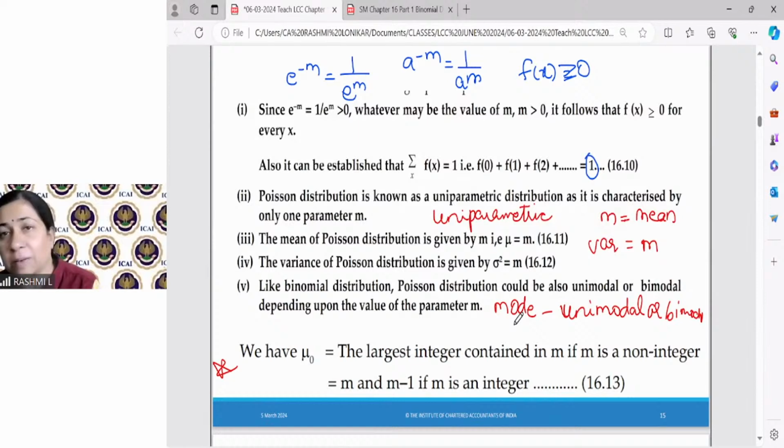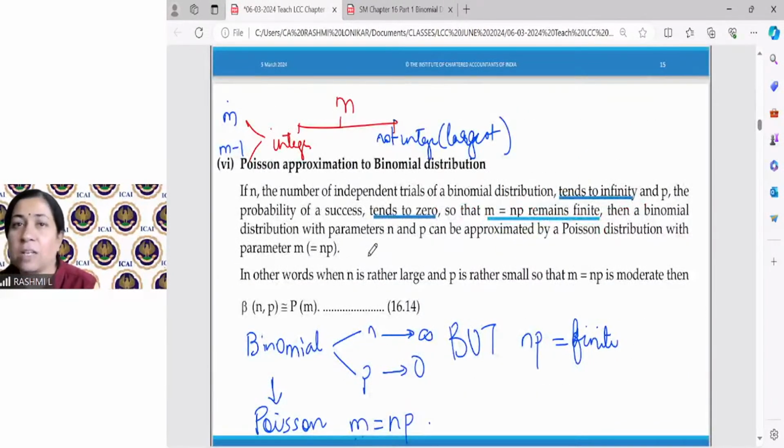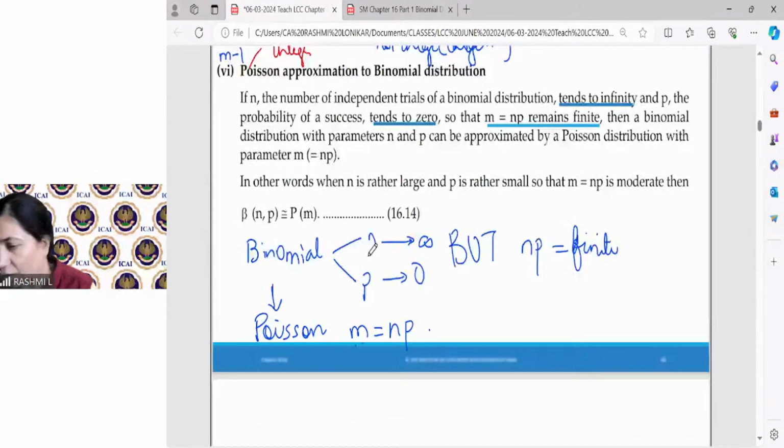There can again be two modes. If m is an integer, then you can have a mode at m and m minus 1. If m is not an integer, then you will take only the largest integer part of that number, and that will be your mode. And then we talked about approximation. n should be tending to infinity and p should be tending to 0, but n into p must be finite, and so the binomial is approximated by a Poisson.